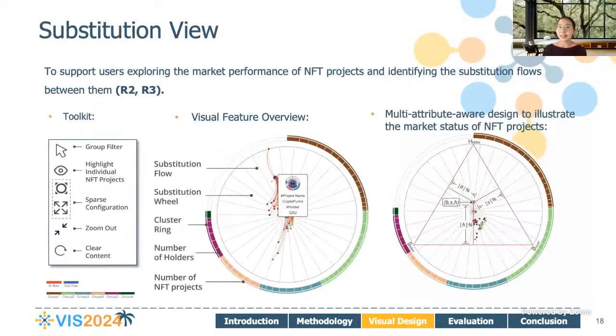Next, the substitution view reveals market dynamics and identifies flows between NFT projects. At its core is a substitution wheel, a triangular node link graph within a cluster ring illustrating the system at play. The node link diagram uses multi-attribute techniques to visualize the flow between projects, while a vector layout reveals the growth status of each NFT project. This diagram lets users quickly identify groups of projects with similar upward or downward trends, as well as pinpoint projects likely to replace one another.